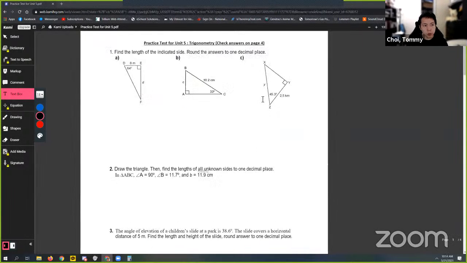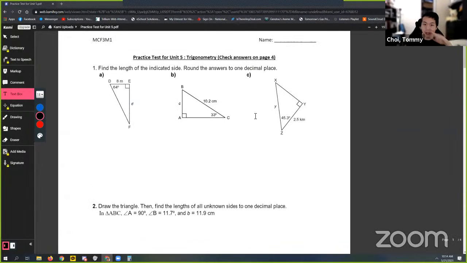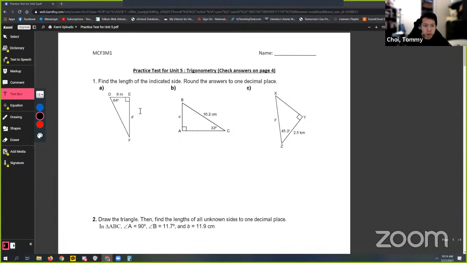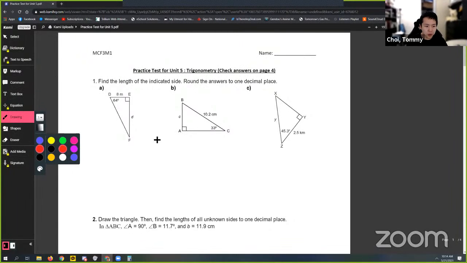All right. So practice tests for Unit 5. We have trigonometry here. The answers were on page 4 if you needed it. So 1C here. So question 1 was all about SOHCAHTOA. I think you guys are having difficulty because the triangle is sideways, but it doesn't really make any difference. So let's go through this one here.